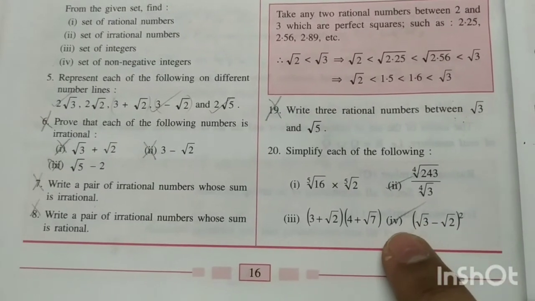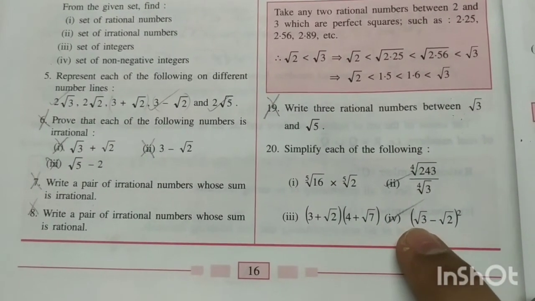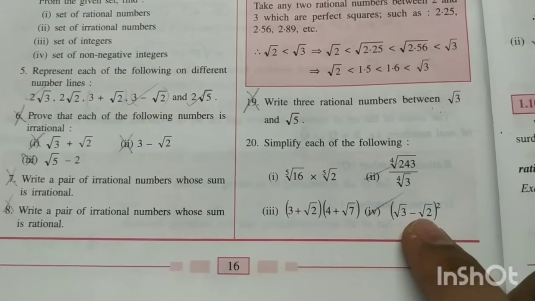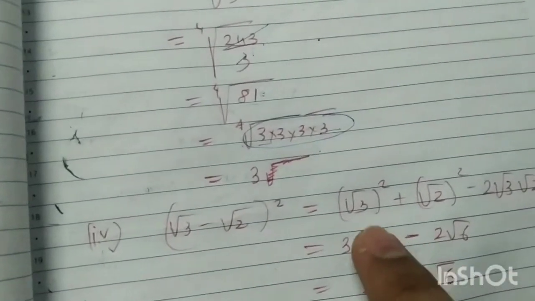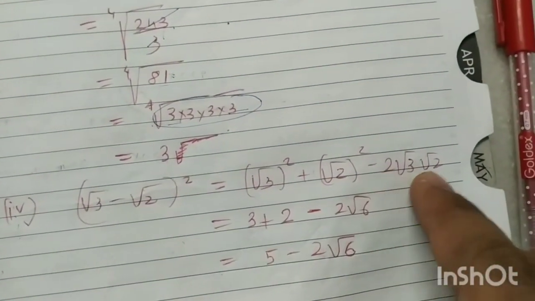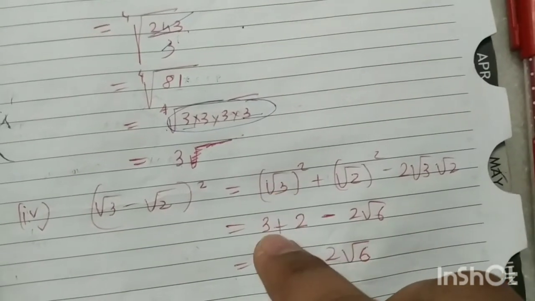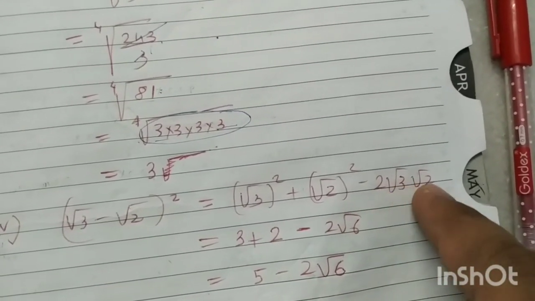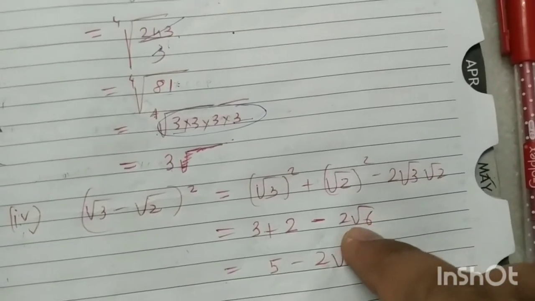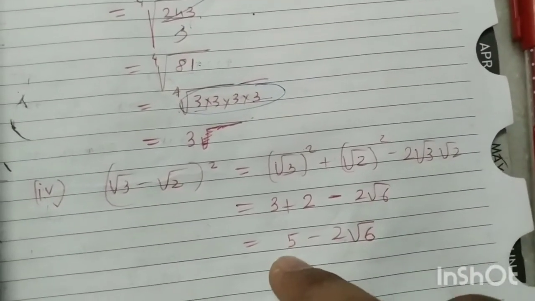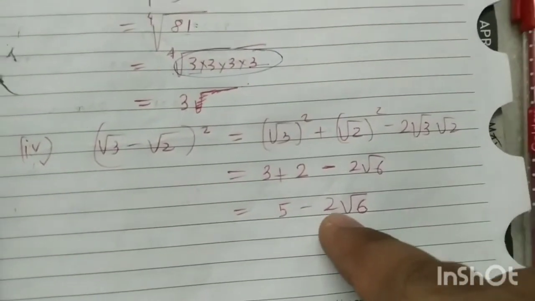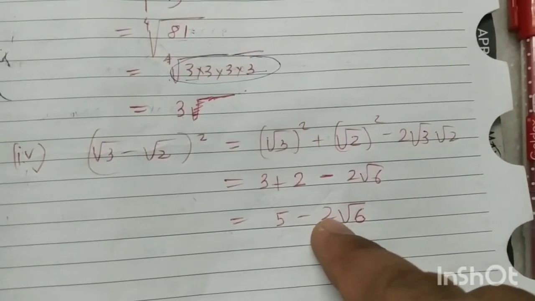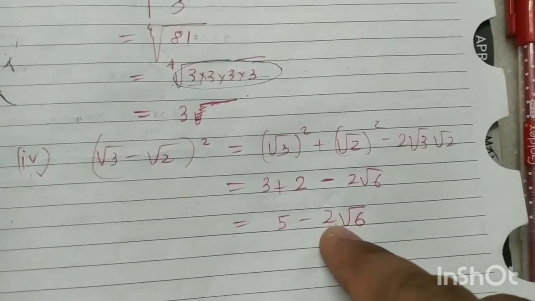And in 20.4, which is root 3 minus root 2 the whole squared, we will use the formula a square plus b square minus 2ab. So a square becomes 3, b square becomes 2, and minus 2ab, root 3 into root 2 is root 6. We can't do anything with 2. And this is the final answer. We can't simplify this further. We can't take out anything common. So this is the answer.